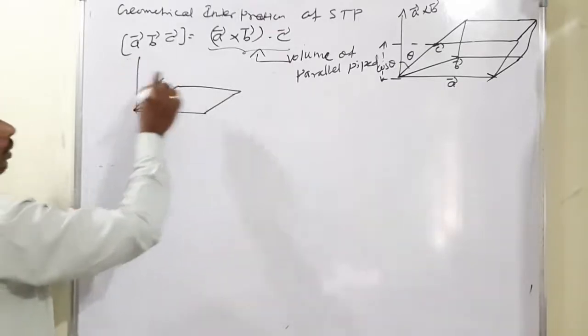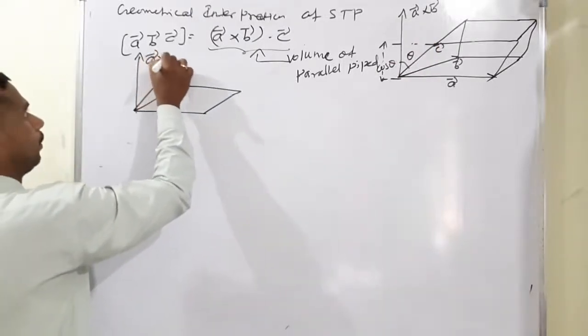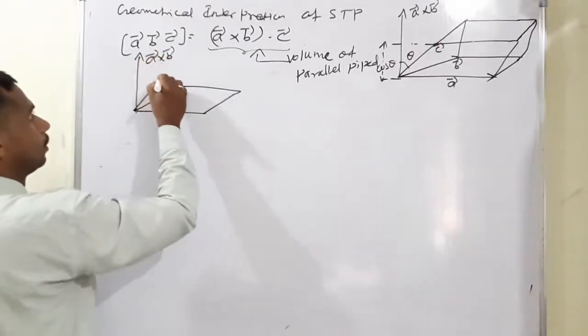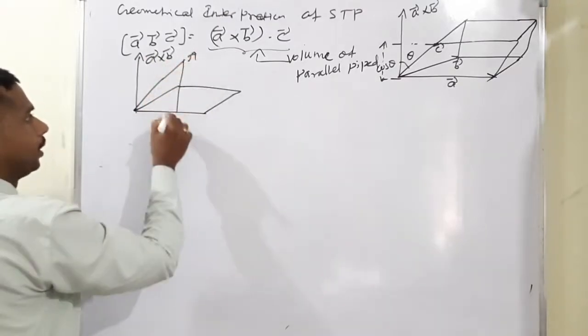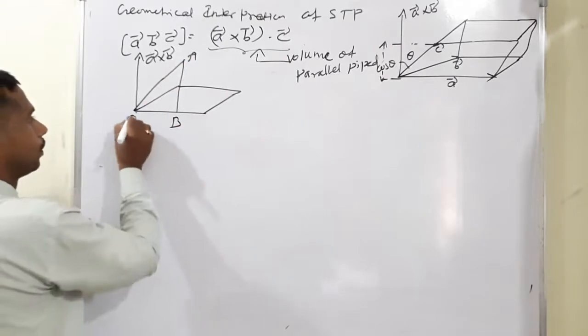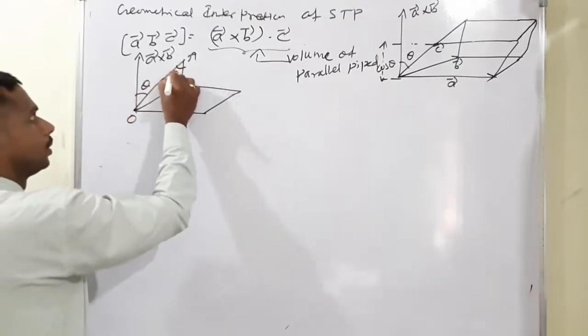If you take the perpendicular term, what is the name? A vector cross B vector. Looking at the height, this is called A, this is called B, and this is perpendicular. O means the distance, and theta is the angle inside as well.